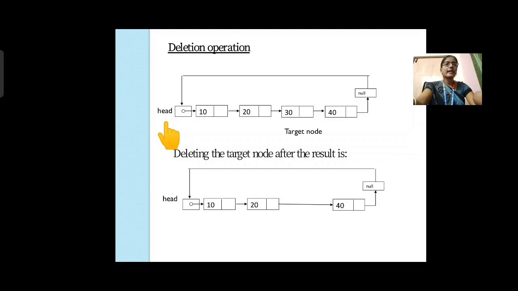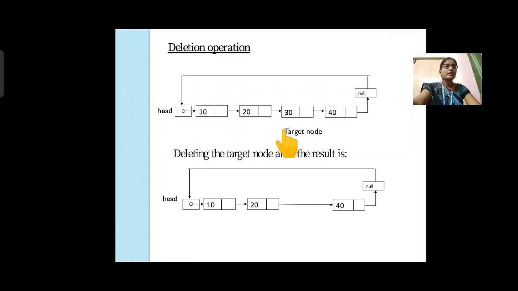Next, deletion operation. If you look at this diagram, the head point is connected to the node 10. The node's next point is connected to the next node, and the next node's next point is connected to the next node's data items, and the next node's next point is connected to the next node. These are in sequential order using single link, and this null point is the stopping point. This null point is connected to the head point. That means circle. Circle means rounded. This is the circular linked list.